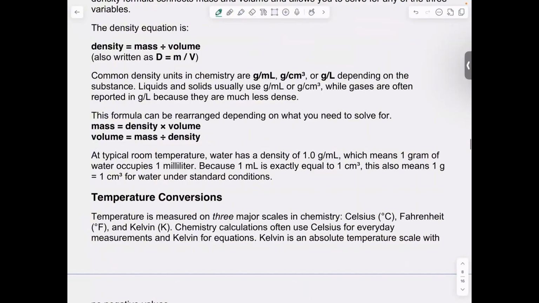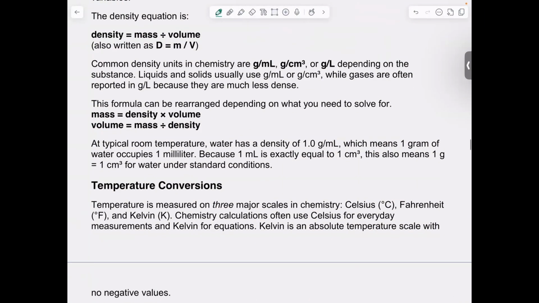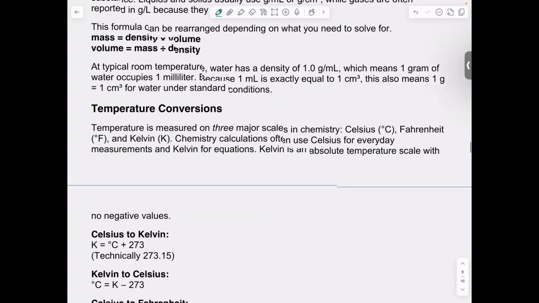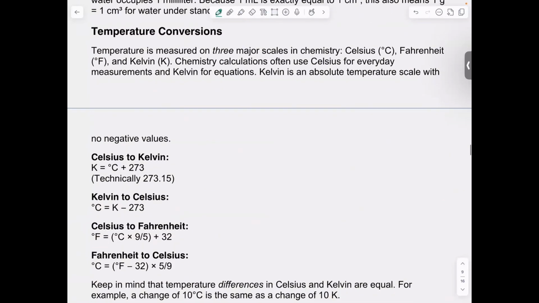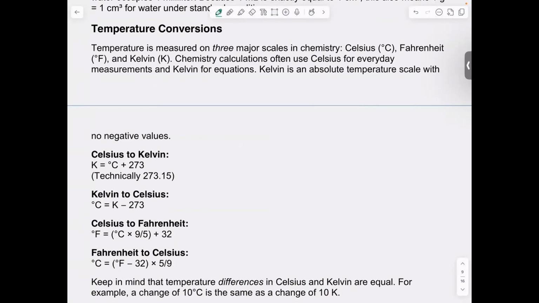And again, we'll go over problems on these. This is just kind of like a highlight drive-through version of what you need to know. We'll do some examples here. Temperature conversions, we have two primary units that we deal with. Day to day, Americans use Fahrenheit, though in chemistry, we're largely talking about Celsius and Kelvin.